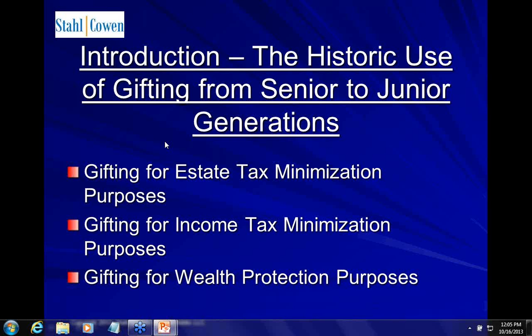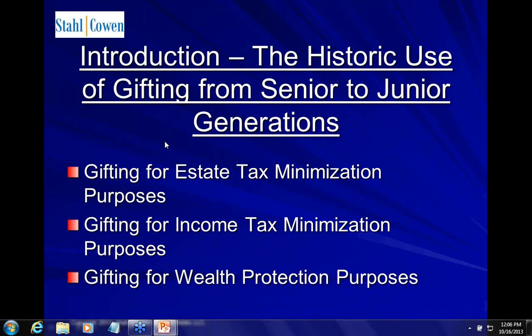But even an adult child, in many cases, particularly in today's uncertain job market, may be in a much lower income position than the parent or the grandparent. The third reason that gifting historically has been done is what we would call wealth protection. In many cases, not always, our children or grandchildren are less likely to be sued than the senior generation.